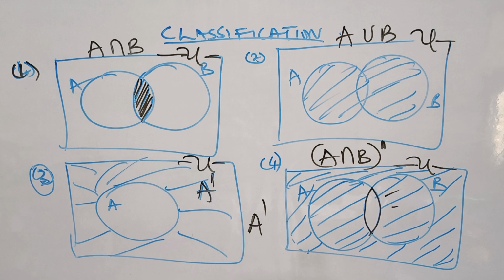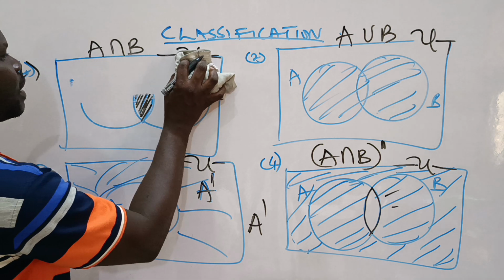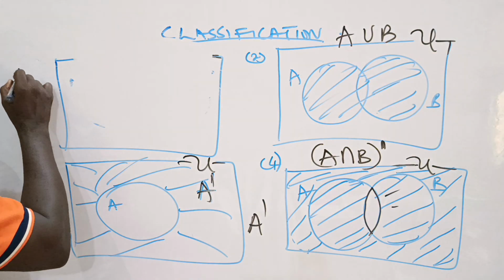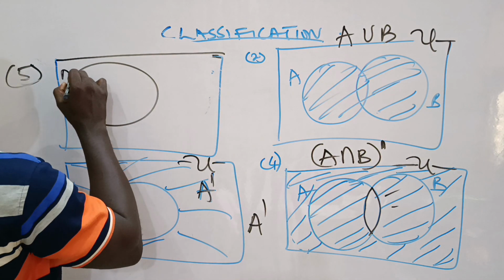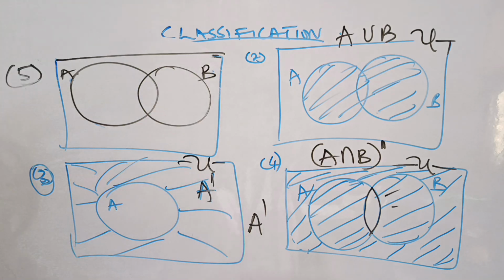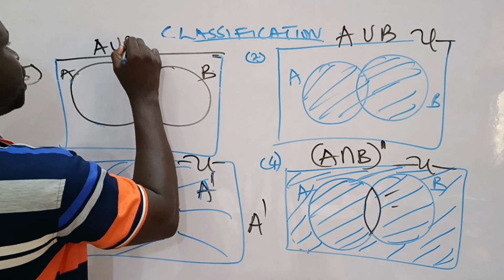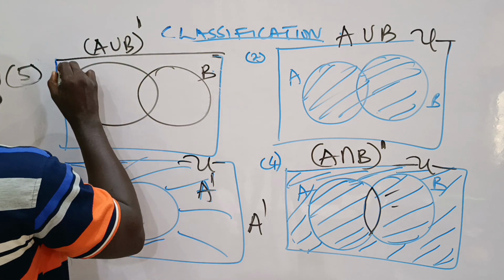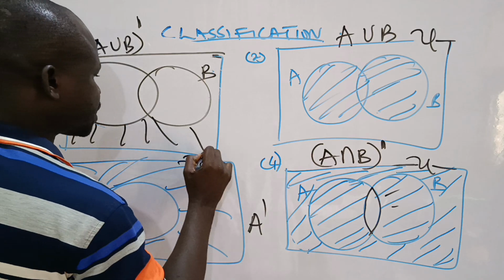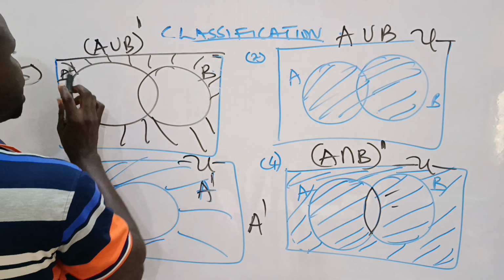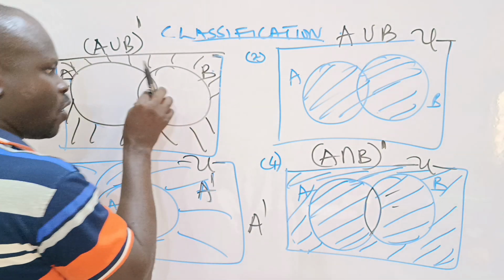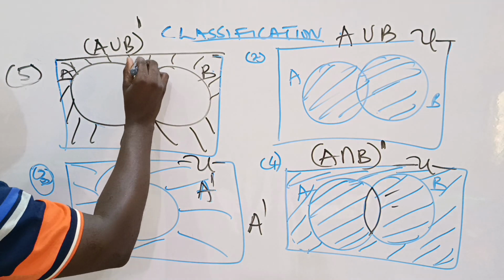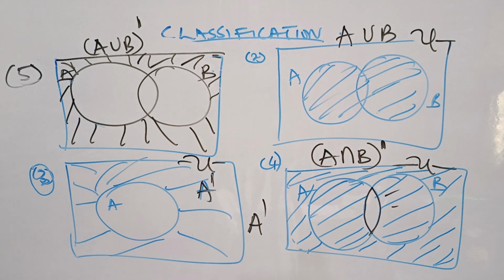We can also have A union B complement. Let's briefly talk about the fifth diagram. This is A, and this is B. So we can have A union B complement. The outer layer that we shade here simply means A union B complement, because A union B means either you have the element in A or you have it in B or both. Then the outer layer simply means the complement of A union B. That's what we can also have.